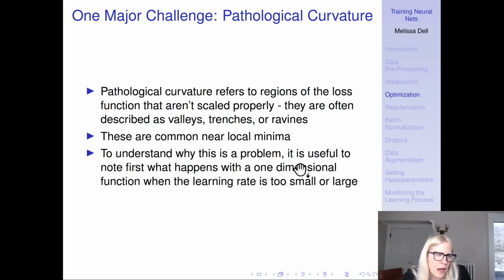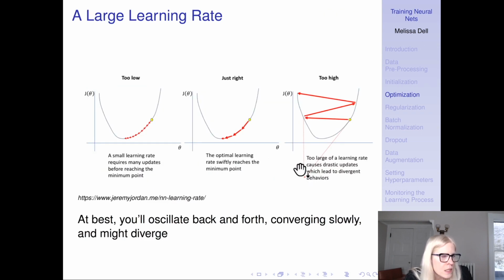So first of all, there is pathological curvature, which refers to regions of the loss function that aren't scaled properly. These are often called valleys or trenches or ravines, and they're quite common near local minima. And so to understand why this is a problem, it's helpful to note what happens with a one-dimensional function when the learning rate is too small or too large. So you can see if your learning rate is too low, you will converge very slowly. If your learning rate is too fast, you can oscillate back and forth and diverge.